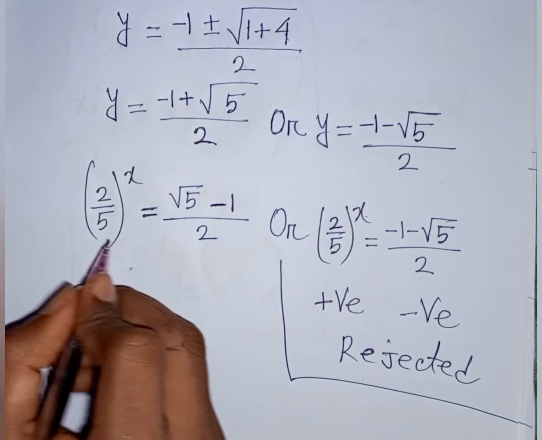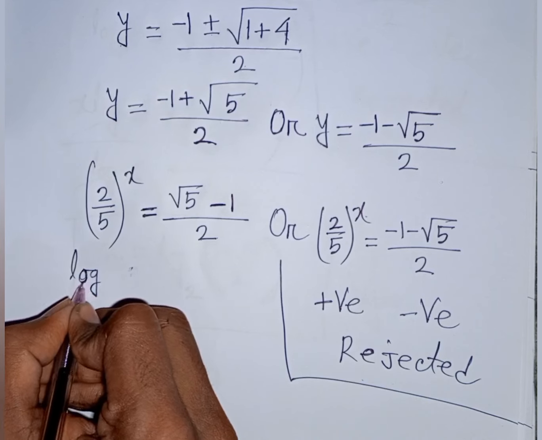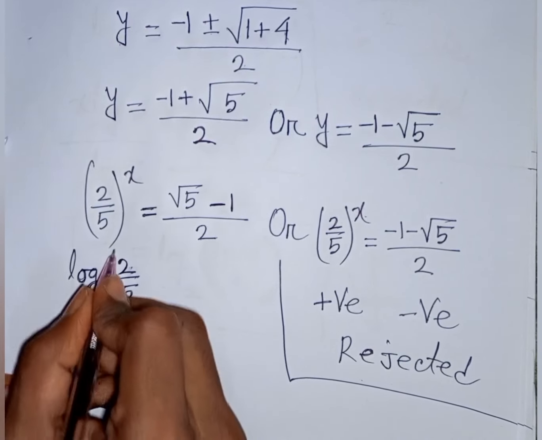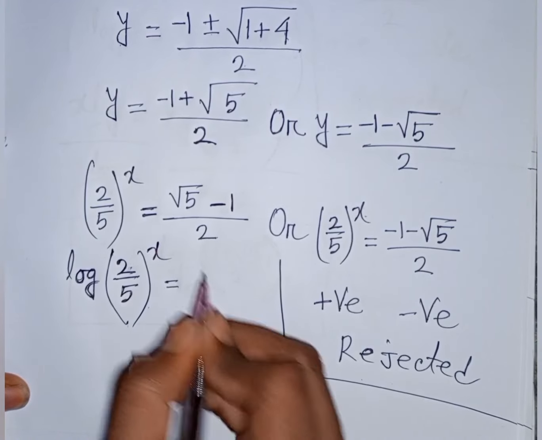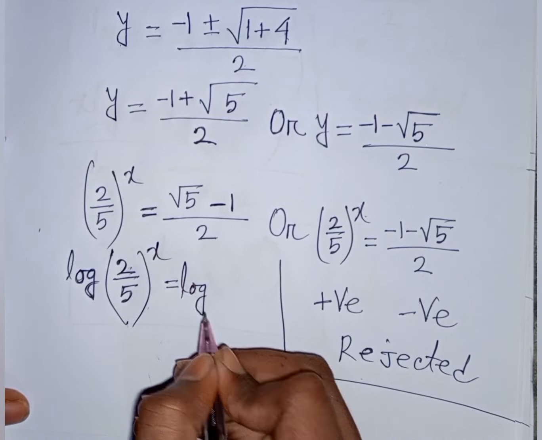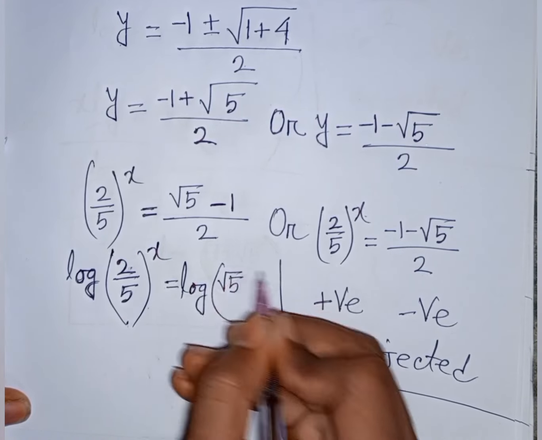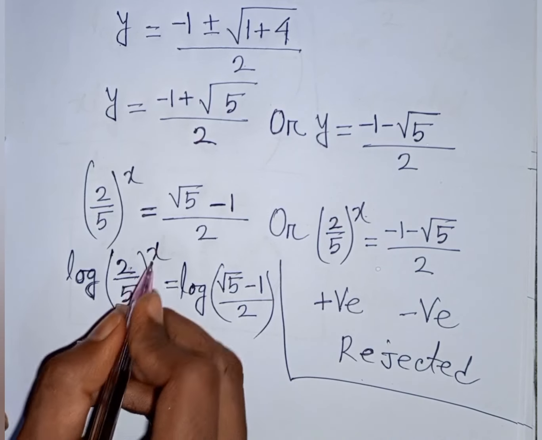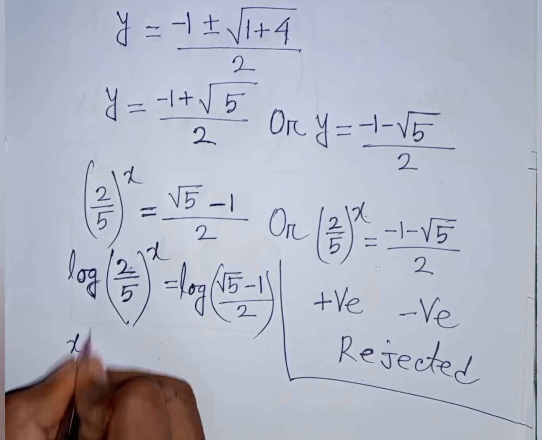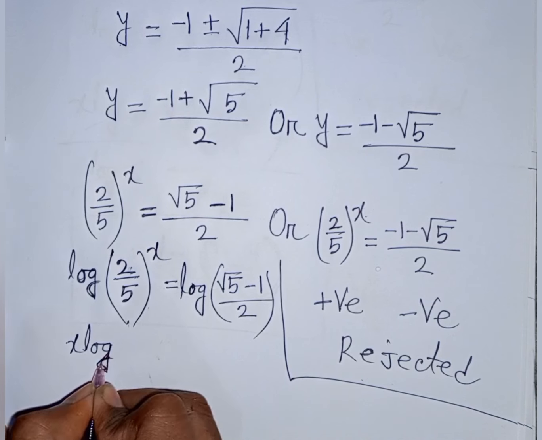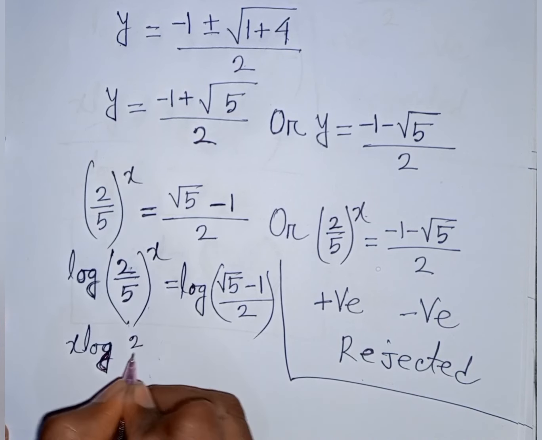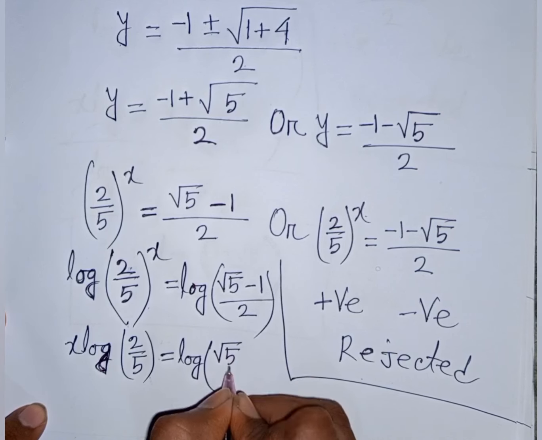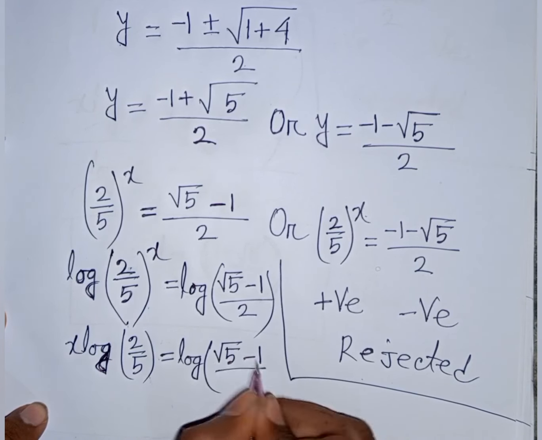Now we take log on both sides, so you can write here log of (2/5)^x is equal to log of a square root of 5 minus 1 divided by 2. Now this power x will move to the front, so you can write here x log (2/5) is equal to log of a square root of 5 minus 1 divided by 2.